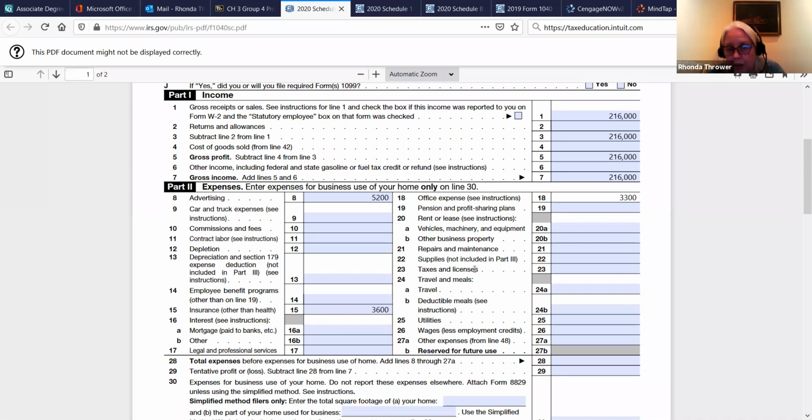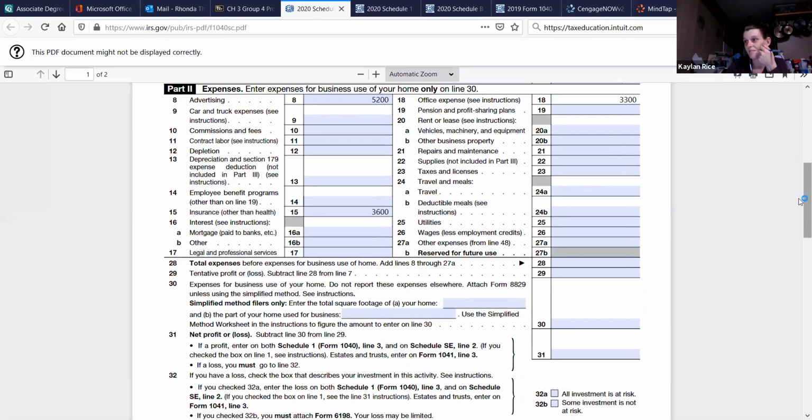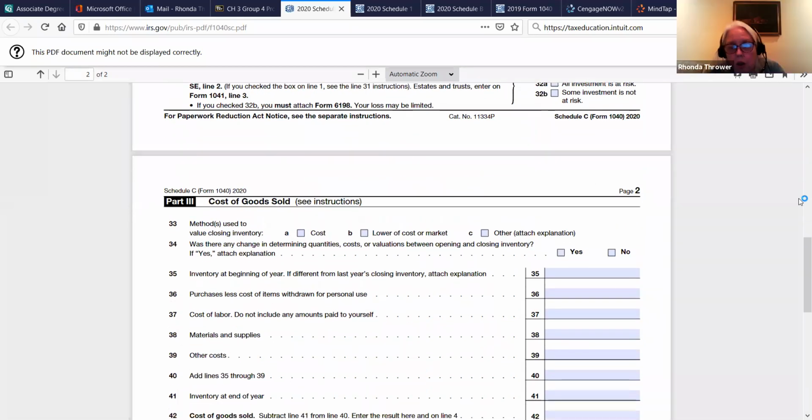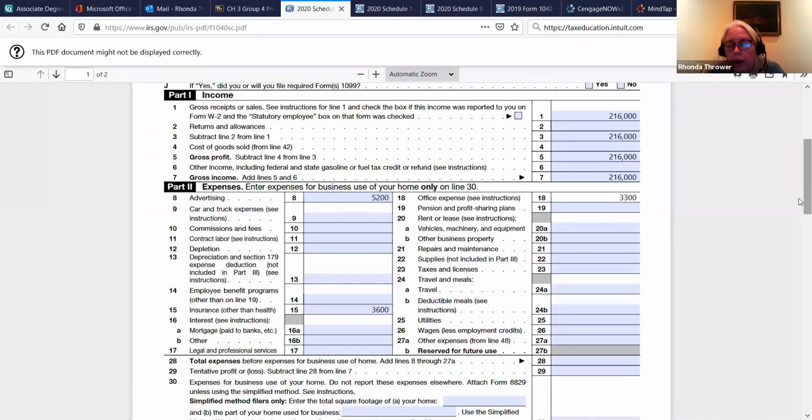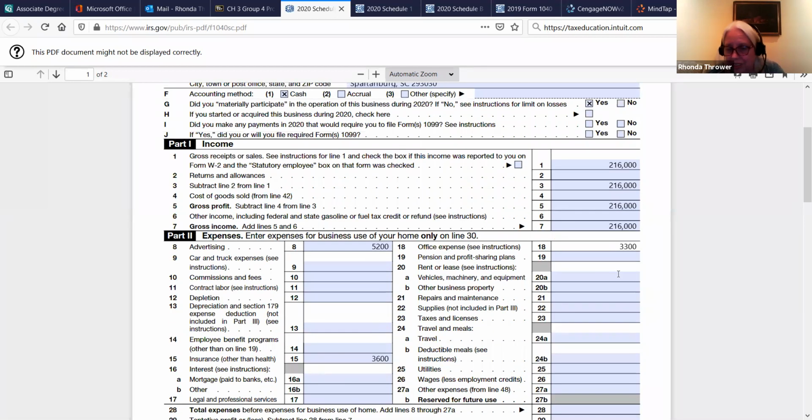Okay. Now it says supplies that are not included in part 3. Let's see what part 3 is. That's cost of goods sold. Yeah. Okay. So they didn't want you to include it twice, I guess is what they're trying to say there. You have to remember that our government wrote this out, and so some of it may not make sense.